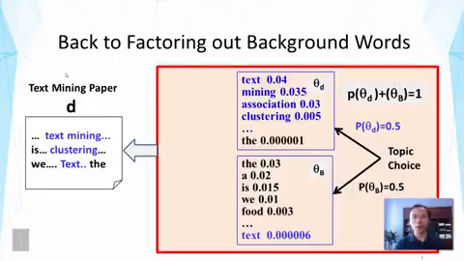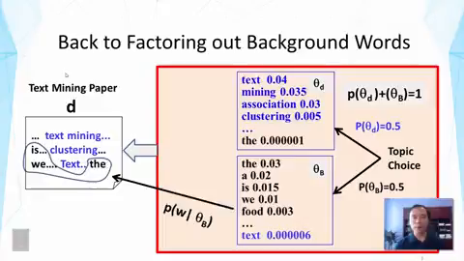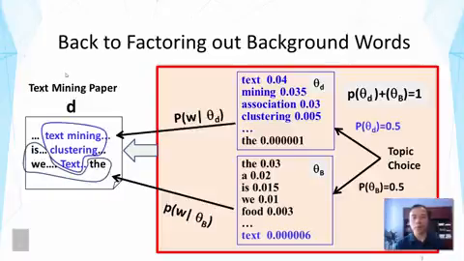And we hope to factor out the background words from the topic word distribution. So the idea is to assume that the text data actually contain two kinds of words. One kind is from the background here. So the, is, or we, etc. And the other kind is from our topic word distribution that we're interested in.